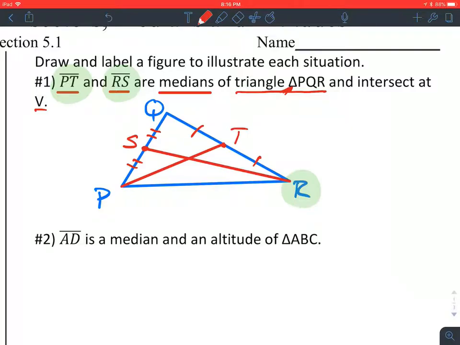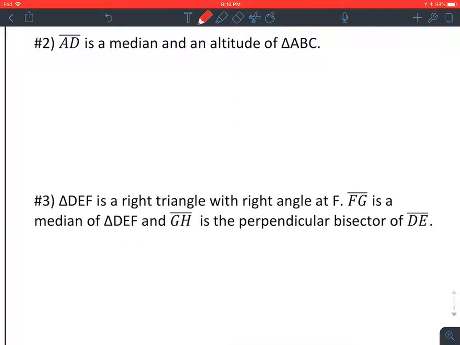median RS. Then it says and intersect at, and is referring to these medians. Intersect at V. So here in the middle where those two come together, we're going to call that V. Number one is done. Number two.